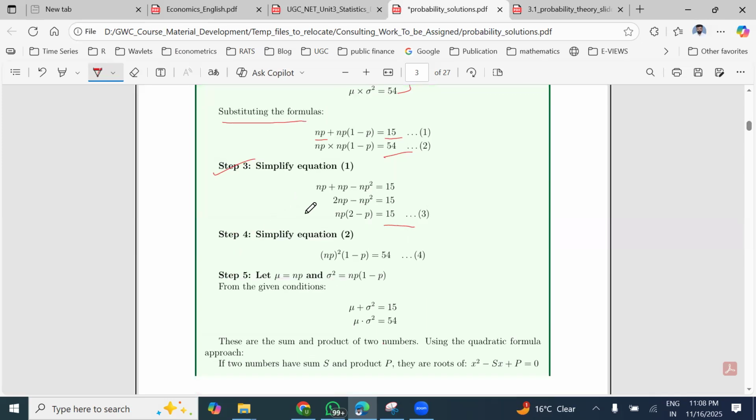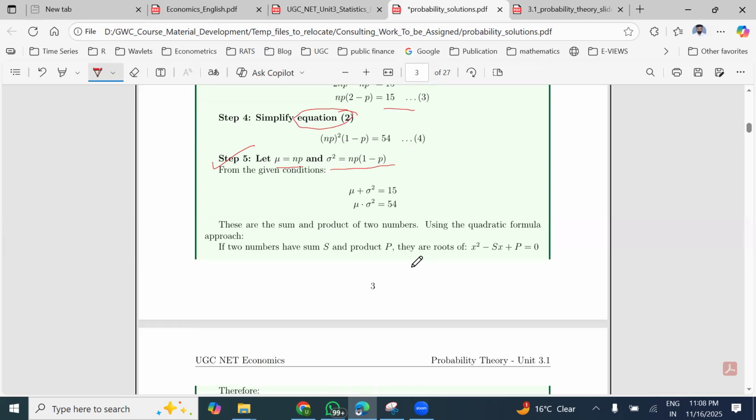Now we will further simplify equation number 2, so n square p square into (1 minus p) is equal to 54. Now the last step: you know mu is equal to np and sigma square is np into (1 minus p) from the given condition. So these are basically the sum and product of the two numbers.